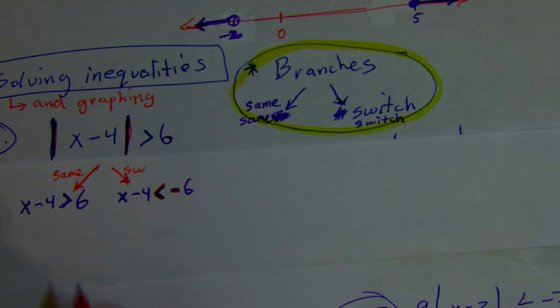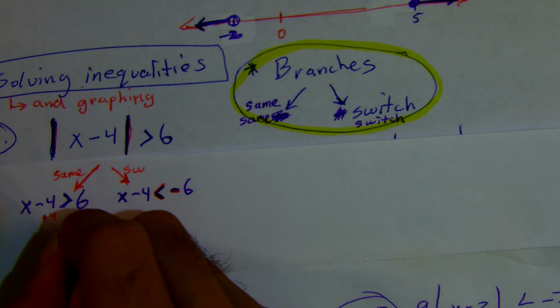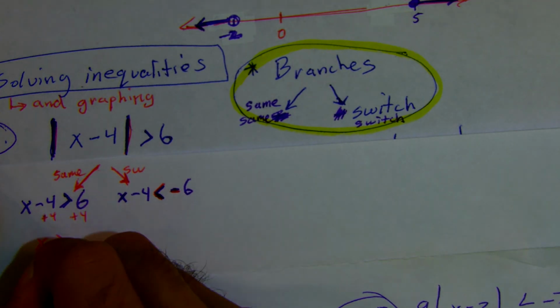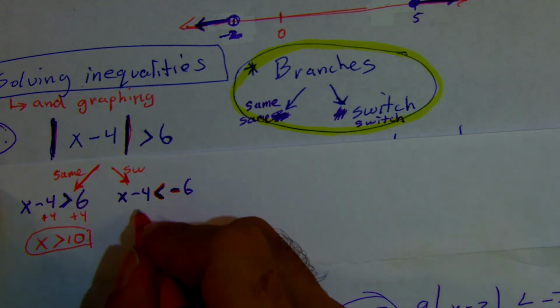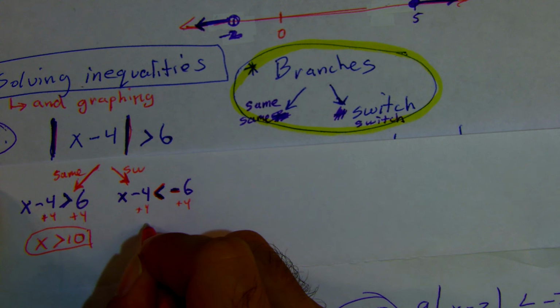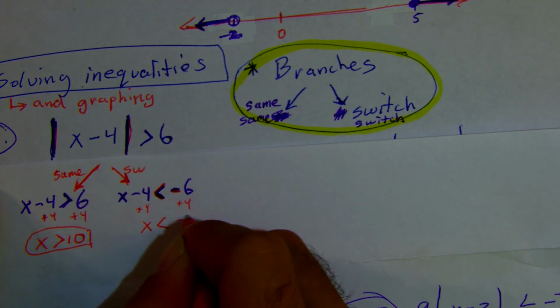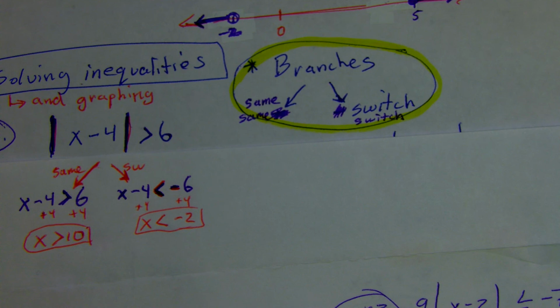And then from here, we're just going to add 4, and we get x is greater than 10. That's one of them that we have to graph. And then I add 4, x is less than -2. That's the other one we have to graph. All right. So the left branch, everything stays the same. The absolute values just drop. The right side, switch. It's a double switch because the inequality changes and the sign changes. Then you just solve it out. You get your two values.